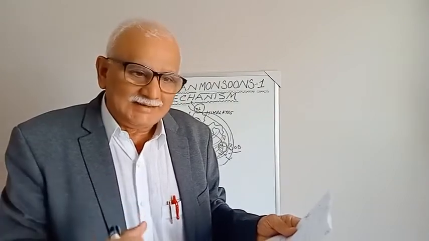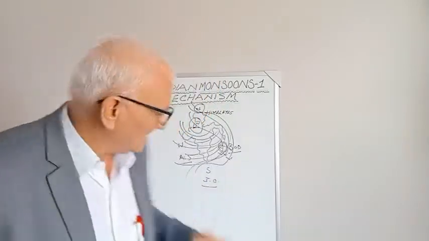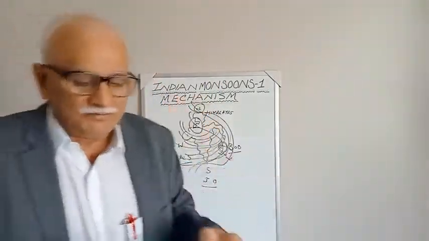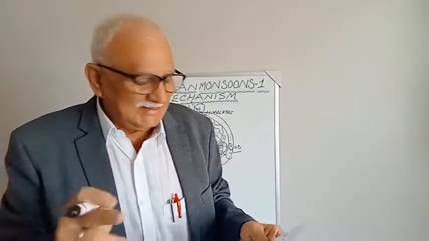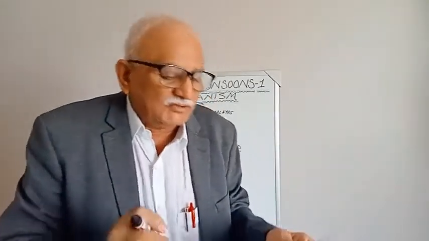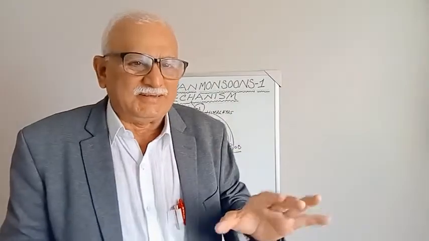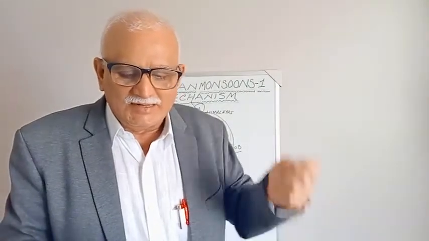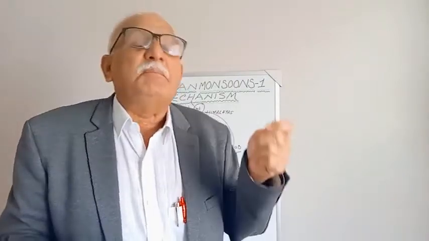Definition of monsoon: seasonally reversing wind system, southwest and northeast, accompanied by seasonal changes in atmospheric circulation and precipitation. Once again, I would like to repeat: seasonally reversing wind system accompanied by seasonal changes in atmospheric circulation and precipitation.